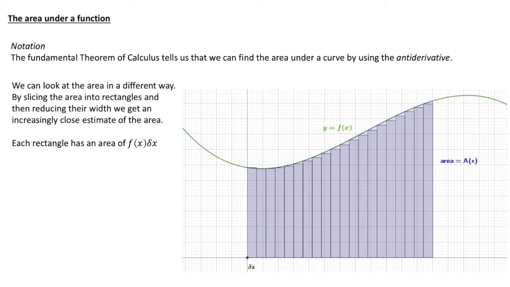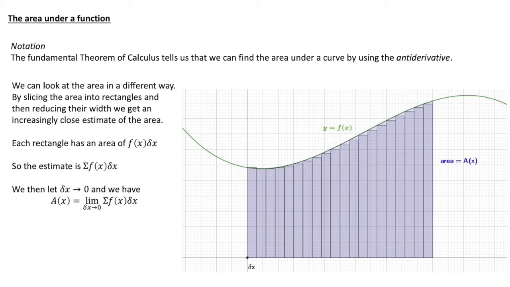Now, each of those rectangles has a height of whatever the x-coordinate is on the left of them, times our little delta x, which is the width of them. So that means the estimate for the area is the sum of these rectangles, and we use that Greek sigma there to notate that. Now, if we let delta x tend to 0, then the actual area will be the limit as delta x tends to 0 of the sum of our f of x's times delta x's.